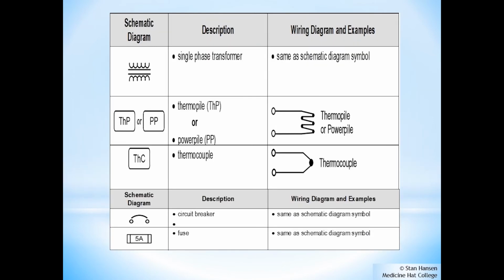When it comes to power source symbols for our schematic and our wiring diagrams, we still have our transformers as well as our circuit breakers and our fuse. Some new symbols are going to be for the thermopile or the power pile as well as the thermocouple. Be aware how they are shown on a schematic compared to how they are shown inside a wiring diagram.